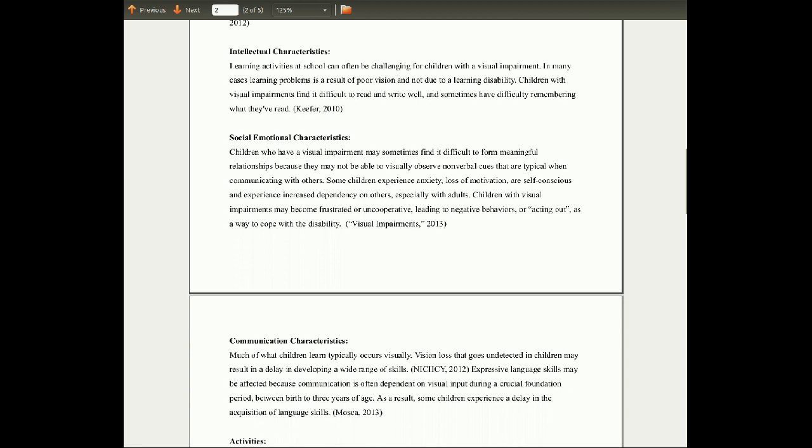As far as intellectual characteristics, learning activities at school can oftentimes be challenging for children with visual impairment. I've already talked about reading and writing.